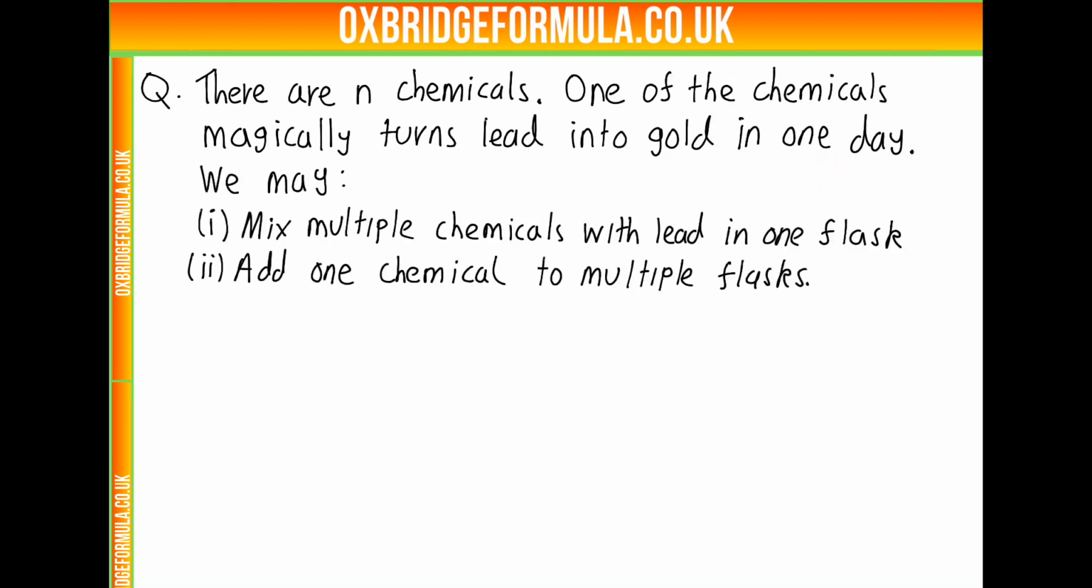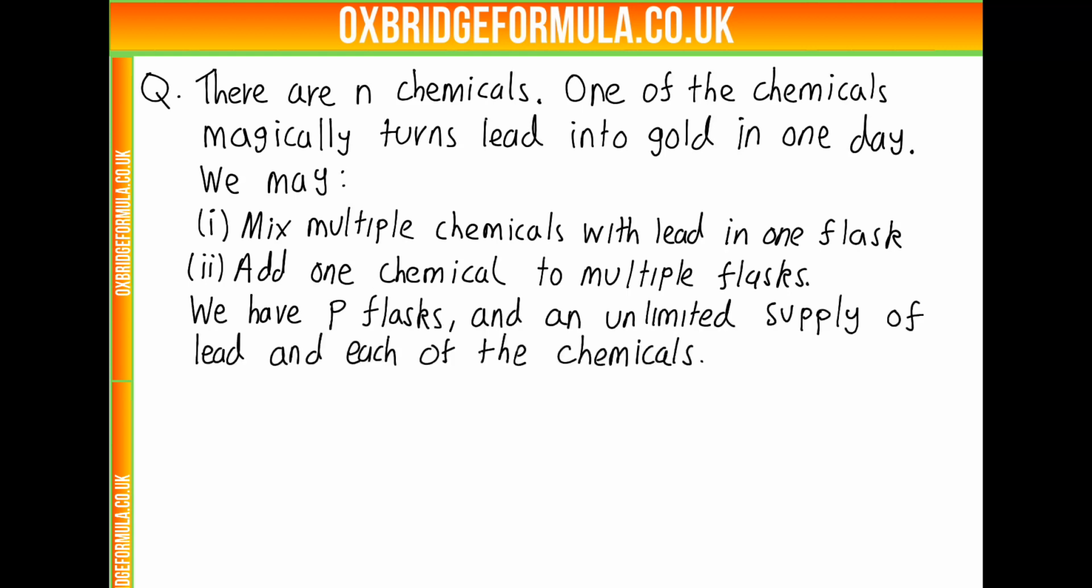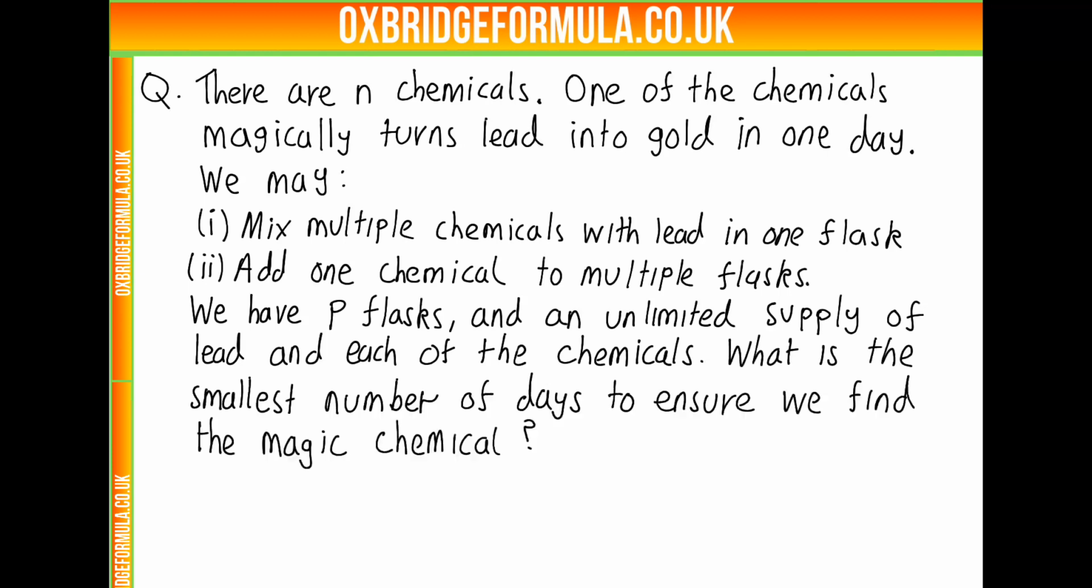We're told for our experiments, we may mix multiple chemicals with lead in one flask, and add one chemical to multiple flasks. Given this, we're told we also have P flasks and a limited supply of anything we want, lead and each of the chemicals. And we're asked, what is the smallest number of days to ensure we find the magic chemical?